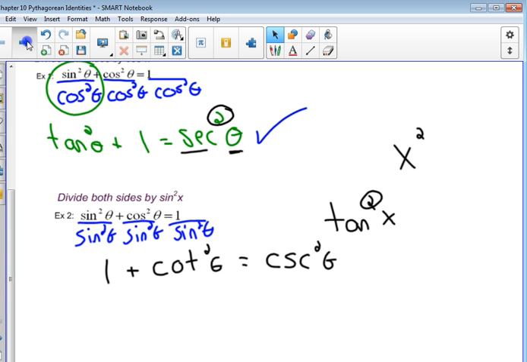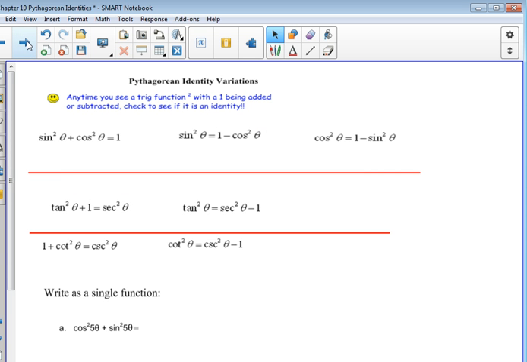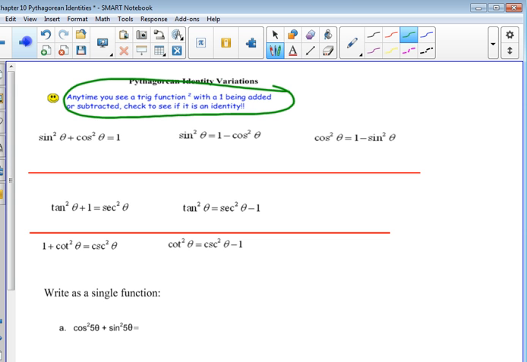The way you're going to see these come up, it could be a variation. They might just ask you really straightforwardly. We're going to have to do a little bit of work with your trig functions. Now, anytime you see a 1 being added or subtracted to a trig function that's squared, it might be from one of your identities.